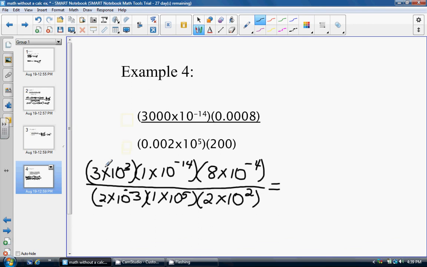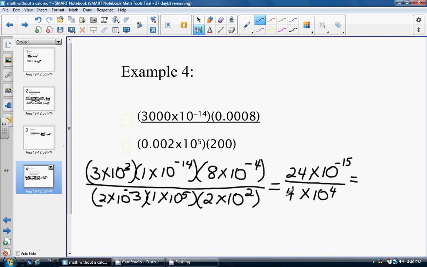So in the numerator I have 3 times 1 times 8, which is 24. I'm multiplying these, so I'm going to add the exponents. 3 plus negative 14 is negative 11, plus negative 4 is negative 15. Now I'm going to do the math in the denominator. 2 times 1 times 2 is 4. Again, I'm multiplying, so I have negative 3 plus 5, so that's 2 plus 2 is 4.